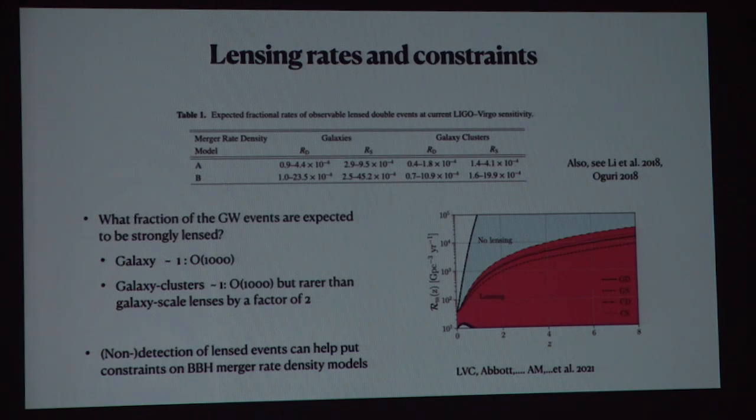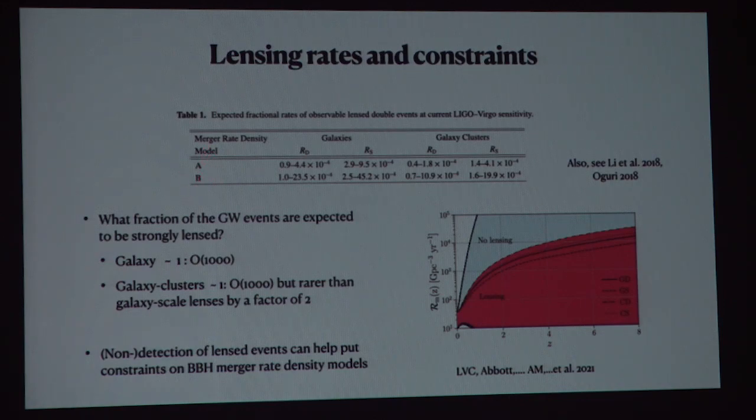So in order to motivate the kind of science that we want to do with lensing of gravitational waves, we also want to understand what the lensing rates are, how often we expect to see lensing in the current detectors or in the future detectors. And so there have been multiple studies which have tried to calculate the lensing rates for binary black holes, binary neutron stars and so on. So here I have listed one such table.